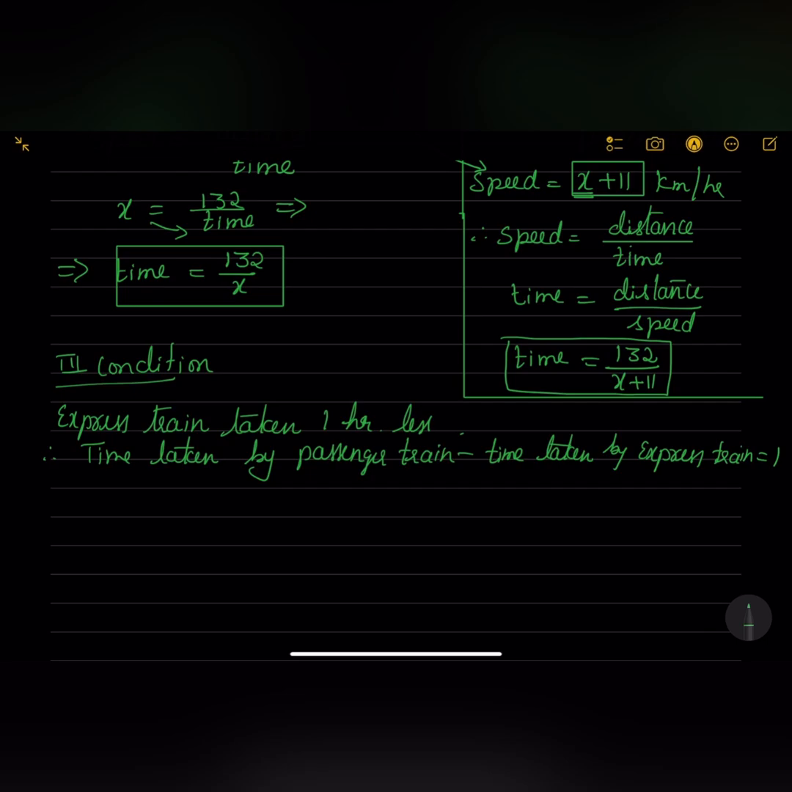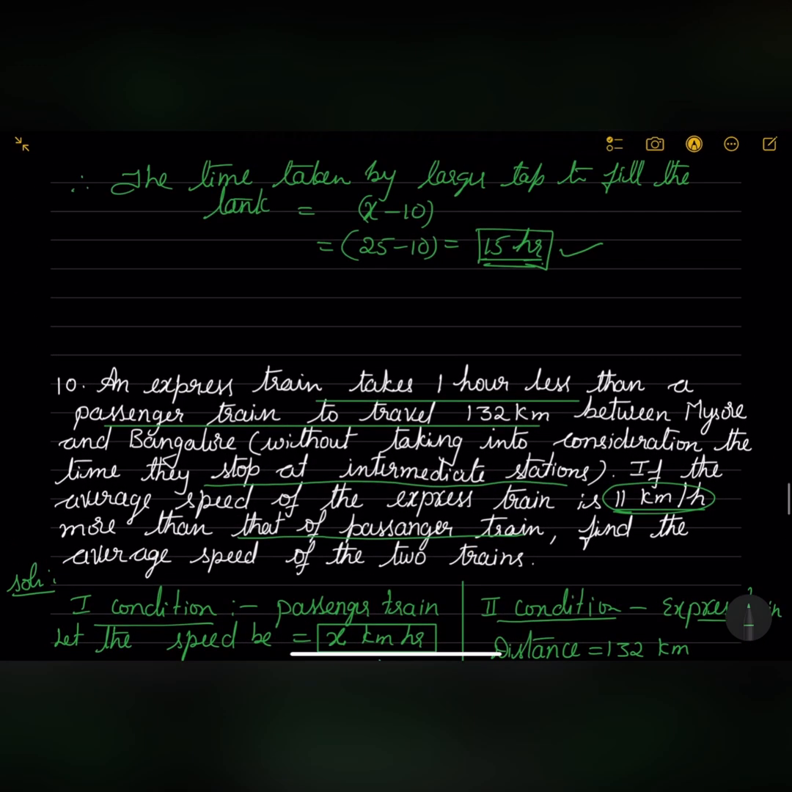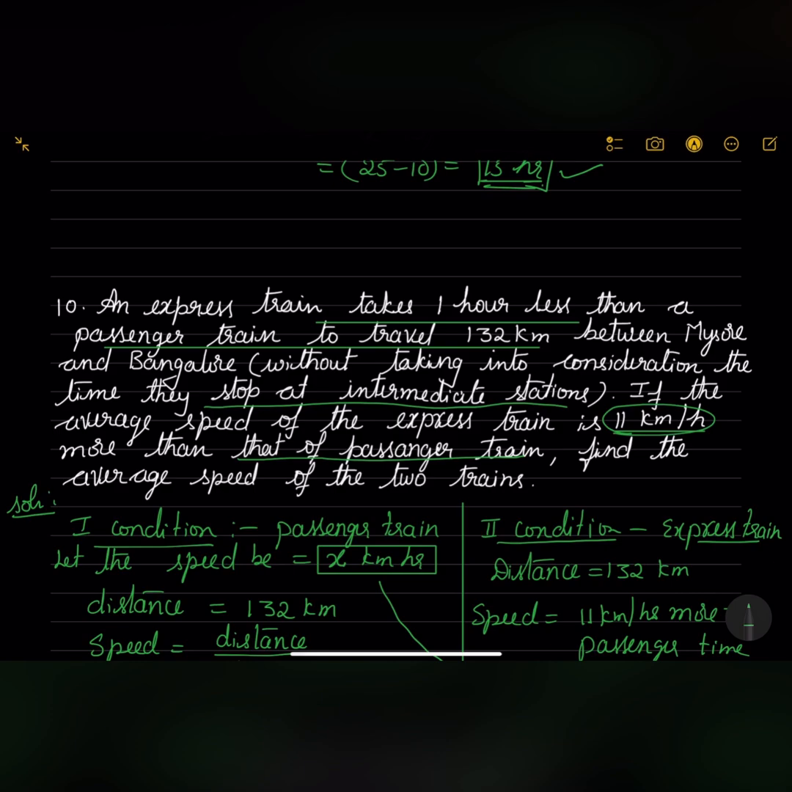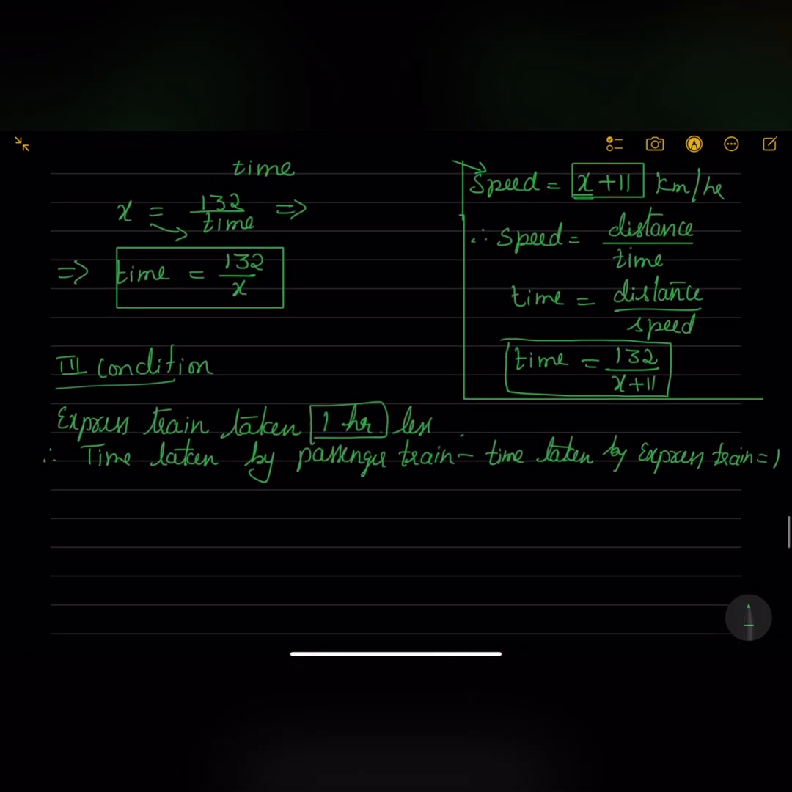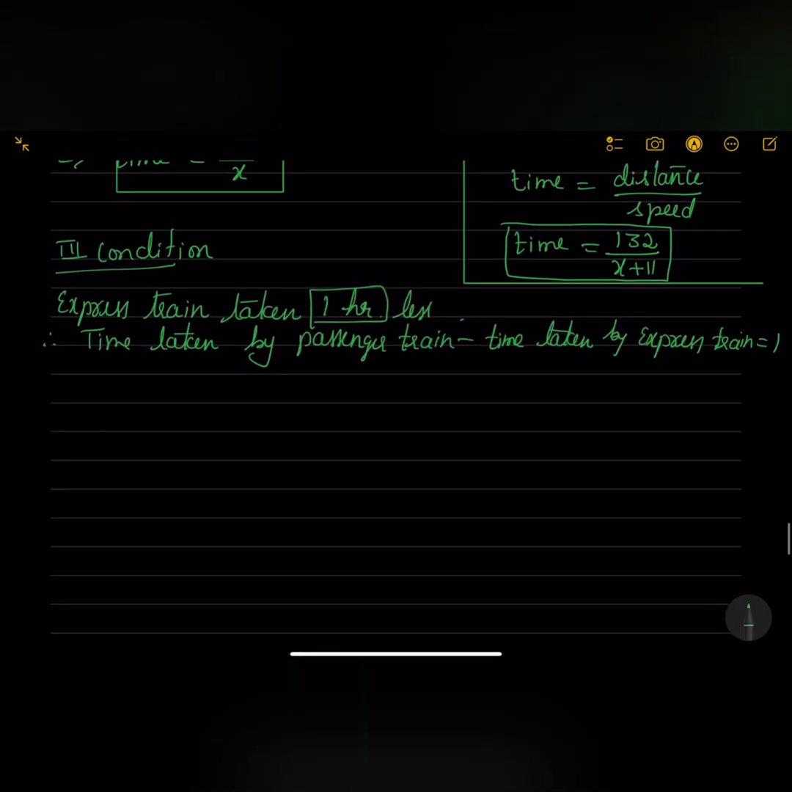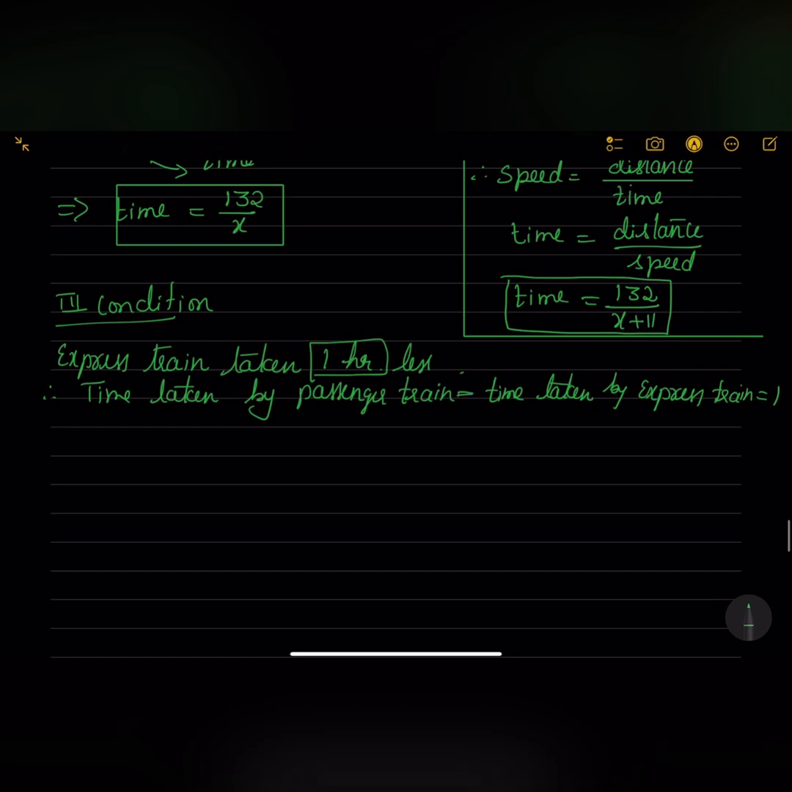So it takes 1 hour less. They have given it clearly. The express train takes 1 hour less than the passenger train. So it is time taken by the passenger train minus time taken by the express train is equal to 1 hour. And now the passenger train time is 132 by x and the express train is 132 by x plus 11, equal to 1.